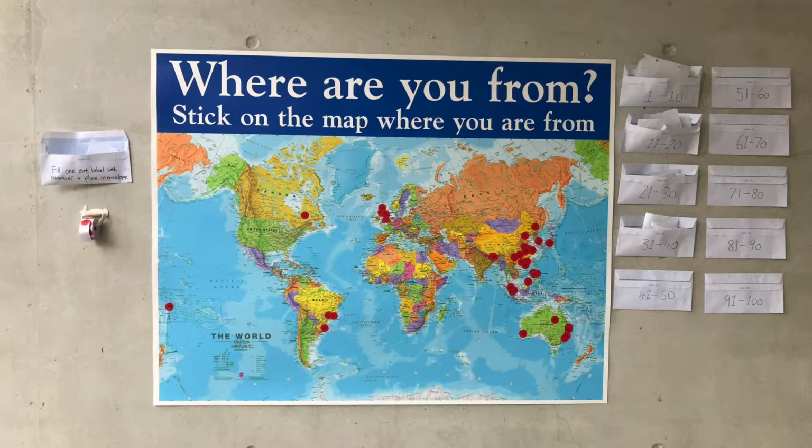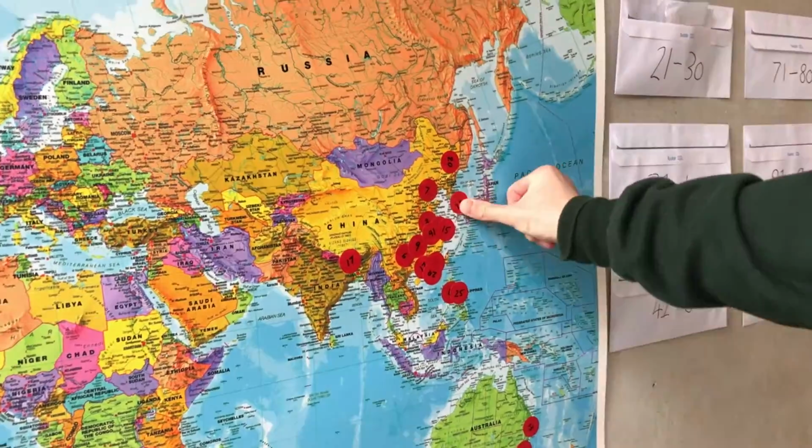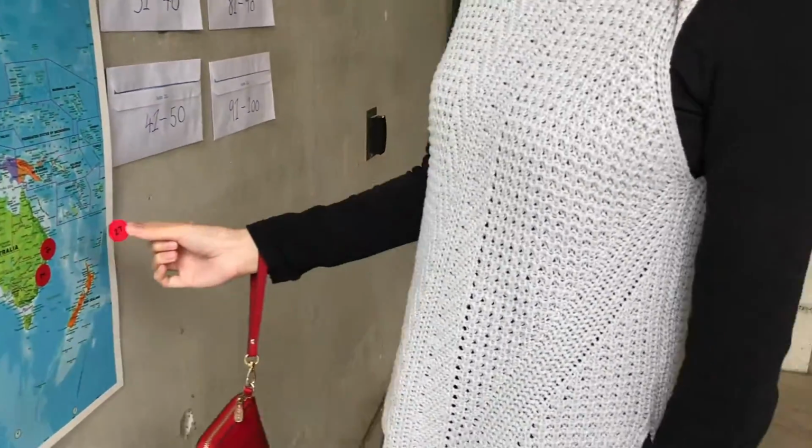The installation is composed of a banner containing the text, "Where are you from? Stick on the map where you are from." A large world map, stickers numbered from 1 to 100, question sheets, and 10 letters using ranges of 10 on each envelope. The users will be asked to place a sticker on the map to represent where they are from.